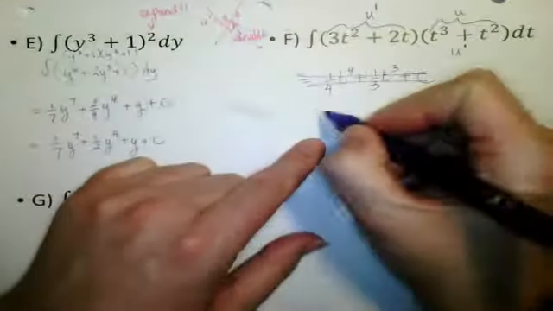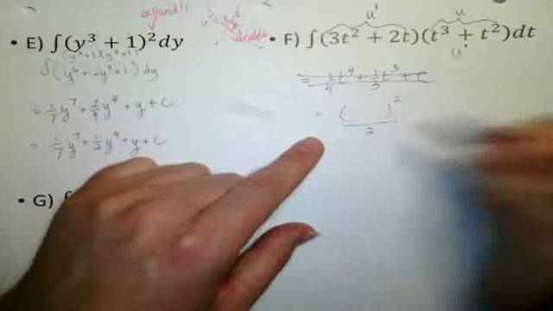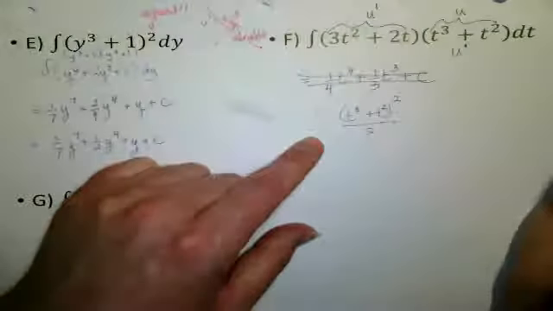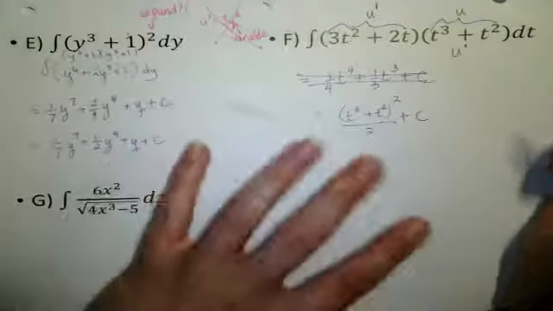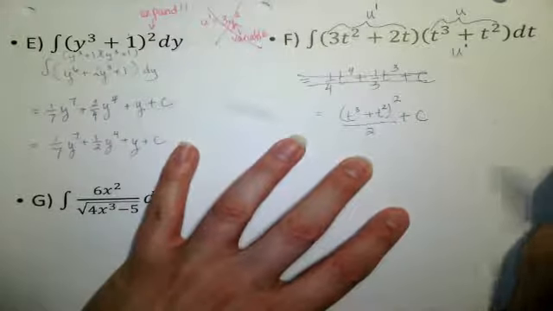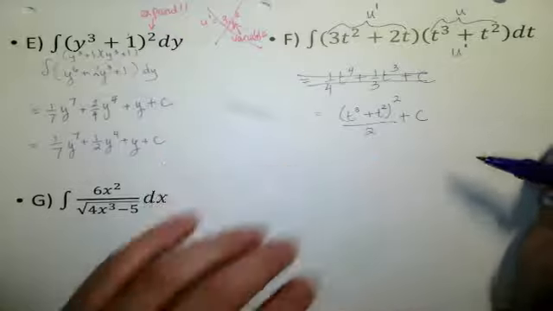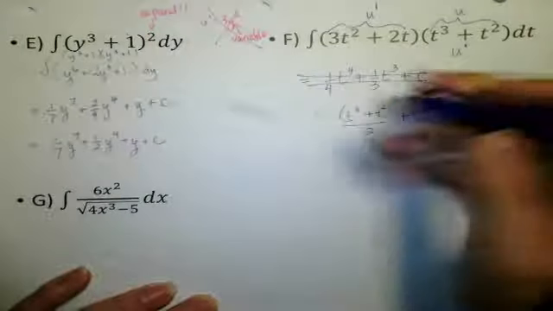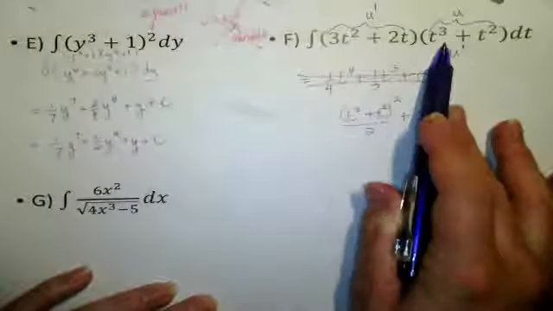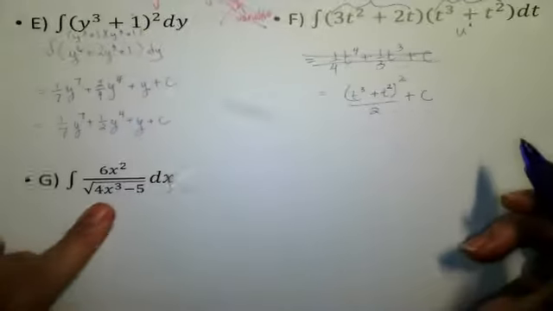So really simple. This would be whatever's on the inside, increase the power and divide by the new power. So whatever's inside stays the same. Don't forget the plus c. So this is perfect. And of course, if you wanted to multiply all this together and then integrate, you'll get the same thing here, which is kind of interesting. So when in doubt, check it out. You know, you can always multiply these together. It's super easy.